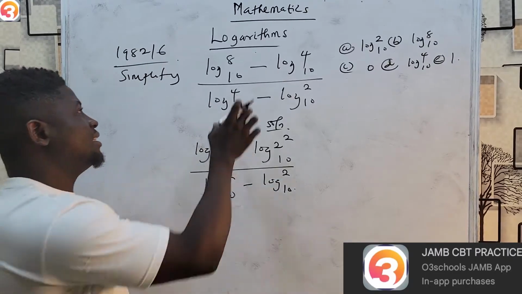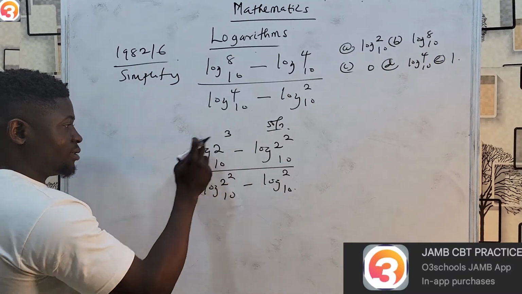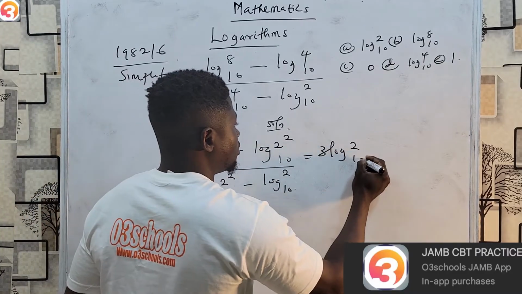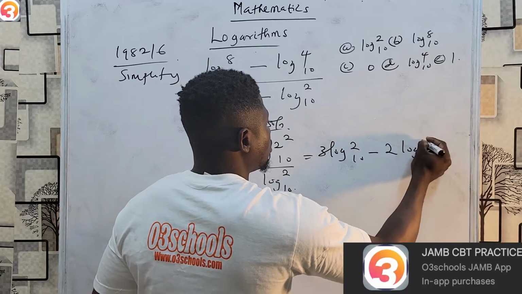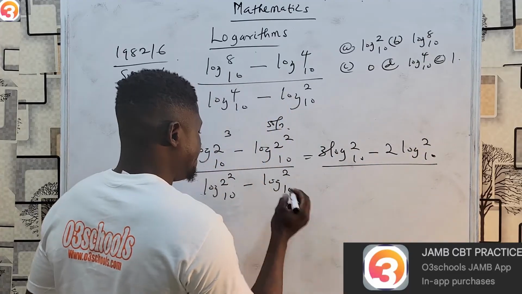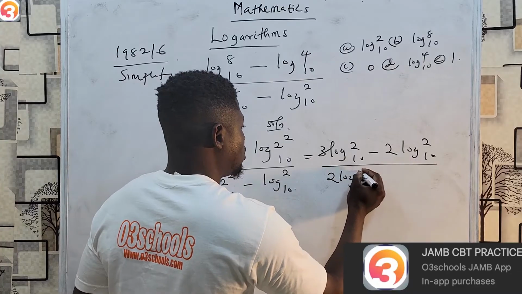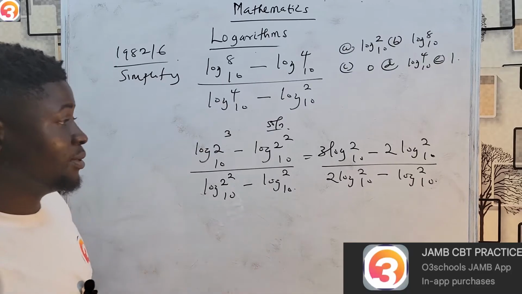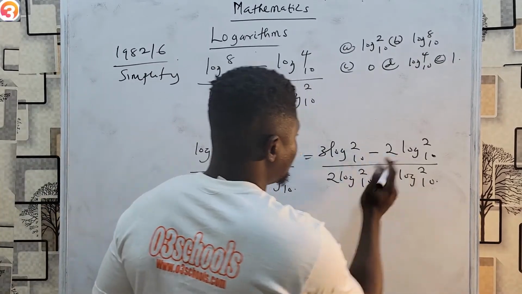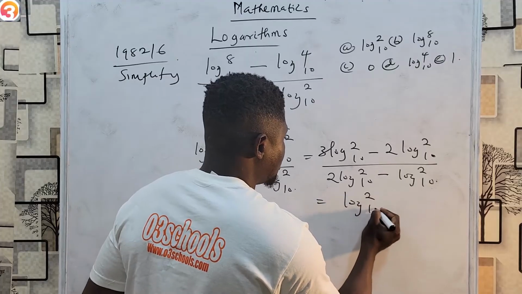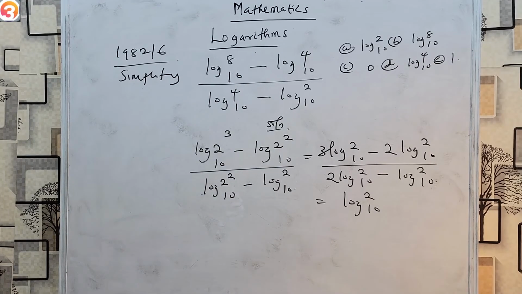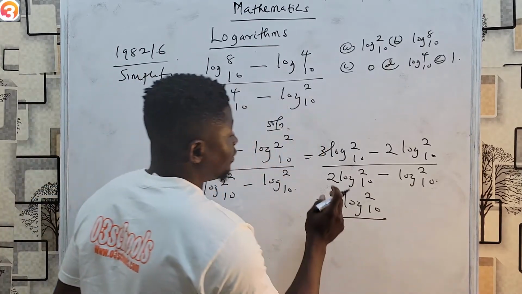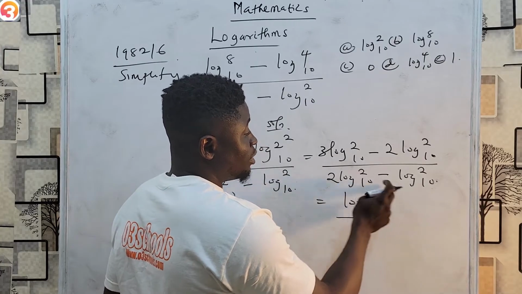So we have simplified this to this. Now we know what the rule says. So 3 comes here. So this is equal to 3 log 2 base 10 minus 2 log 2 base 10, all over 2 log 2 base 10 minus what? Log 2 base 10. Right? So we can subtract now. 3 log 2 base 10 minus 2 log 2 base 10 will be what? Log 2 base 10, or 1 log 2 base 10. And because there's no need for us to put the 1 there, we can just let 1 go. So log 2 base 10 all over what is 2 log 2 base 10 minus log 2 base 10?